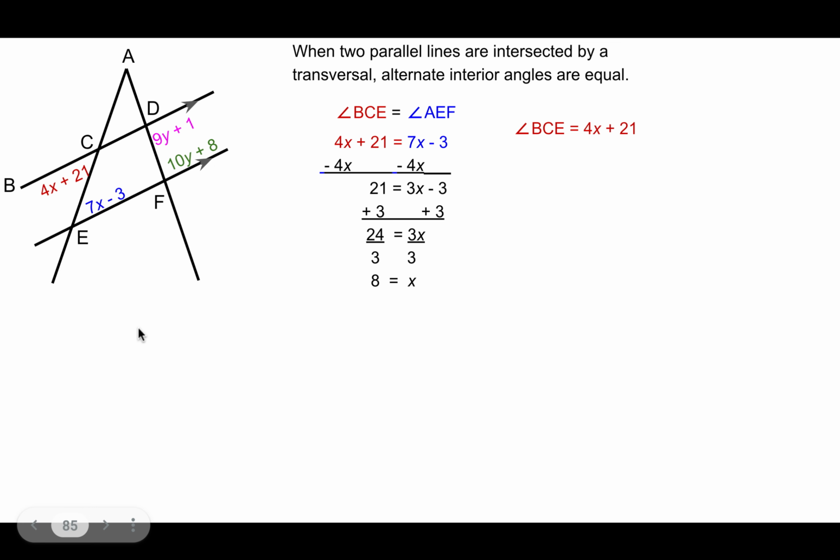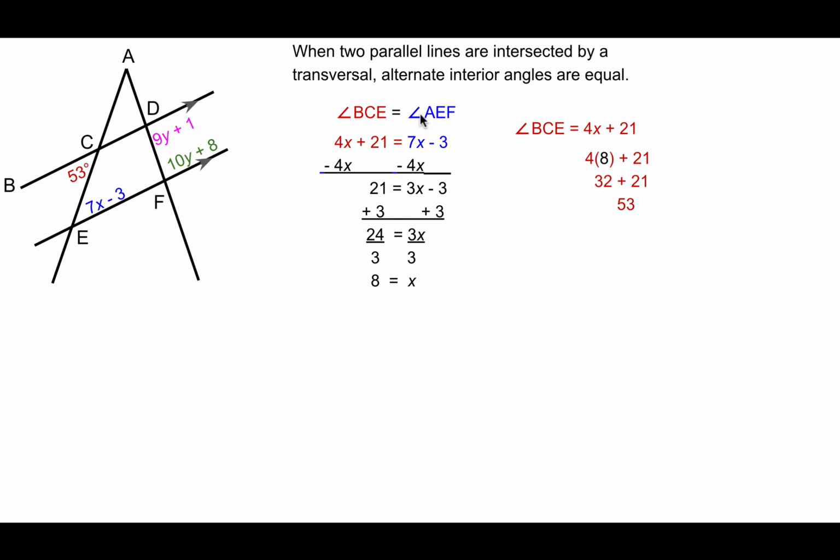Now I can replace every x with 8. Let's start with the red one. The red one is angle BCE. So we're going to, again, replace the x with 8. The product of 4 and 8 is 32, and the sum of 32 and 21 is 53.